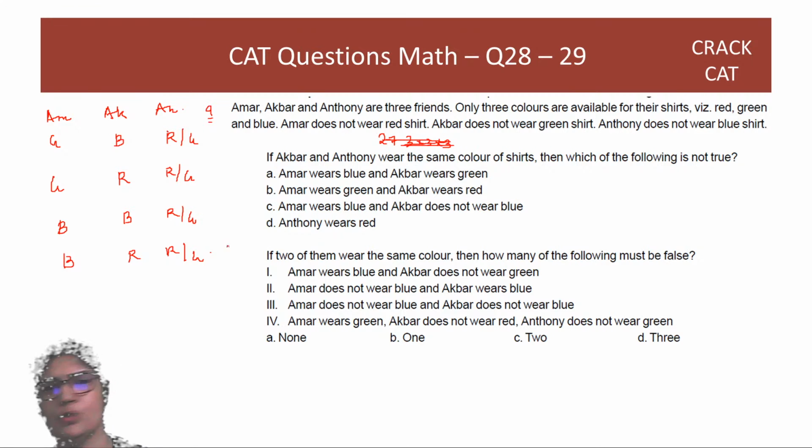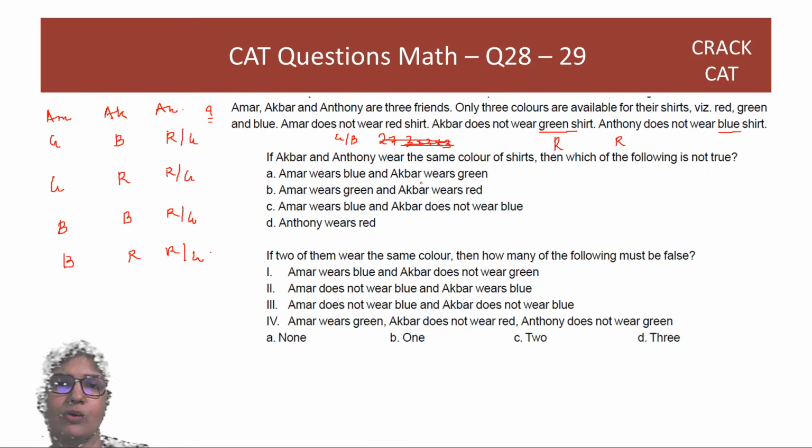Each of them can only wear 2 colors at a time. So suppose Akbar and Anthony wear the same color of shirt. It can't be green because Akbar cannot wear green. It can't be blue because Anthony cannot wear blue. So they both are wearing red. We don't know anything about Amar. Amar can wear green or blue. But these two guys are both wearing red.